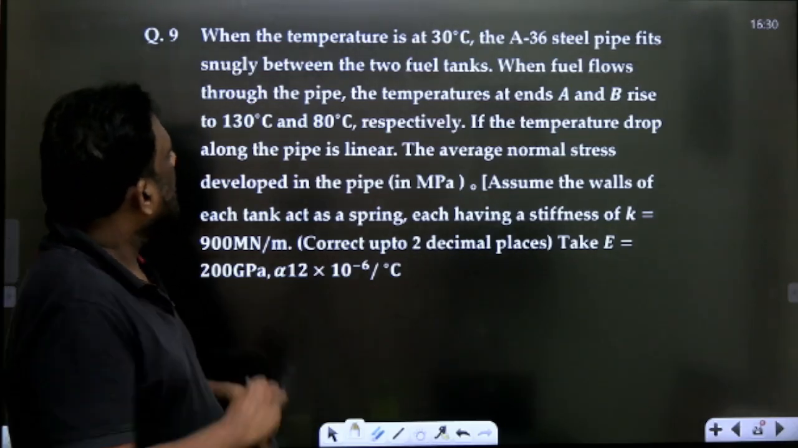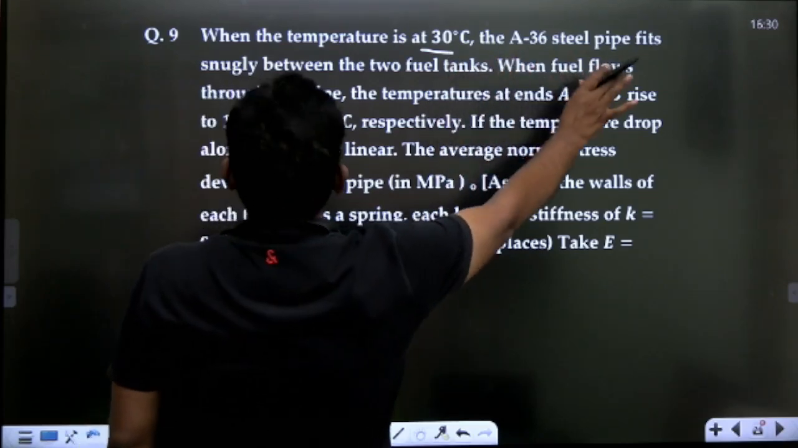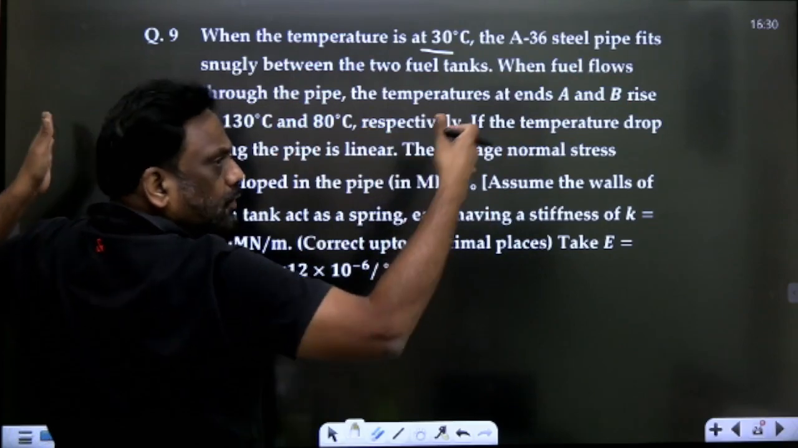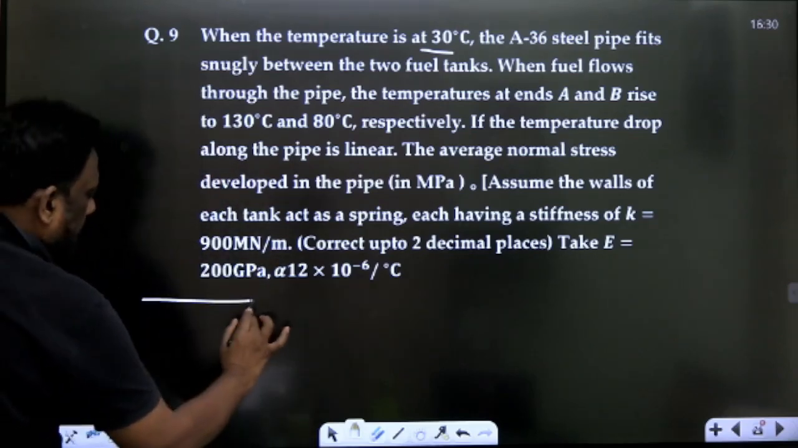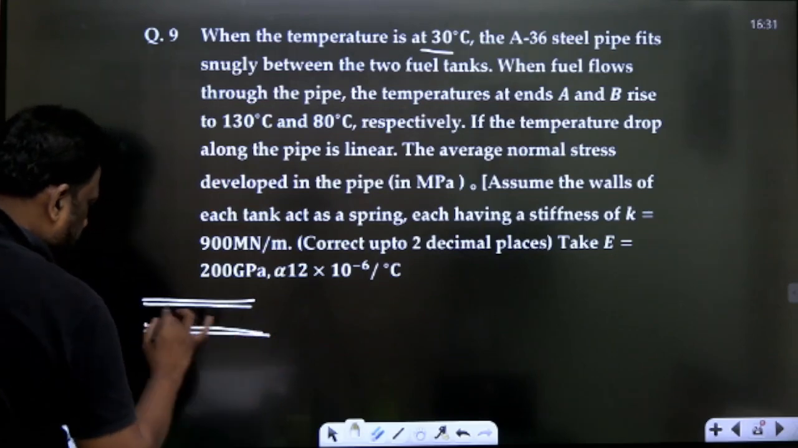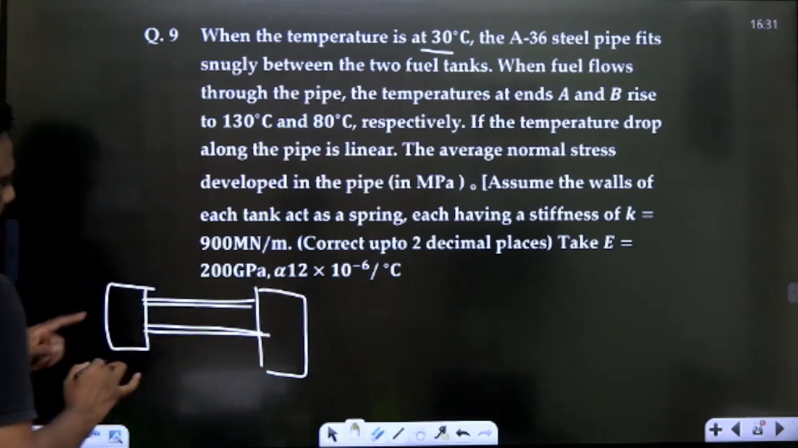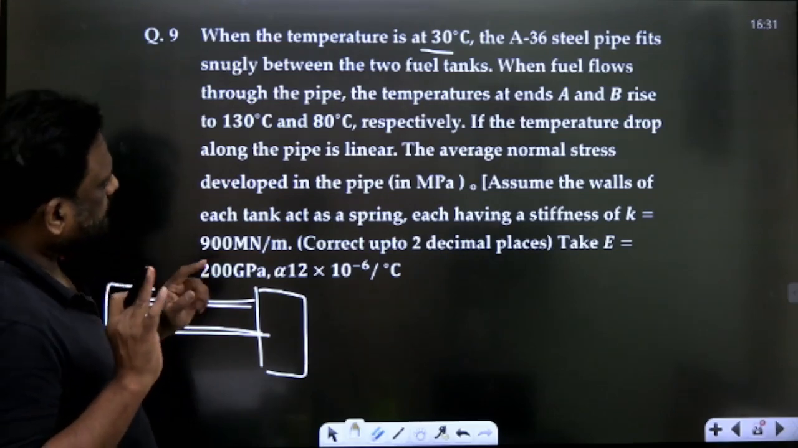चलो. When the temperature is 30 degrees centigrade, the steel pipe fits snugly between two fuel tanks. There are two fuel tanks. एक pipe is fitted between two tanks. इधर देखो, एक pipe है sir. This is the pipe. This is one tank. This is another tank. A pipe fits tightly. Snugly का मतलब tightly between two tanks.